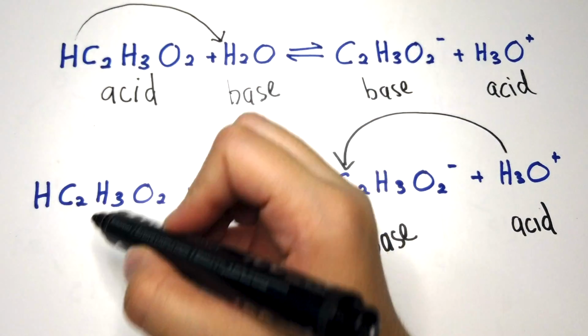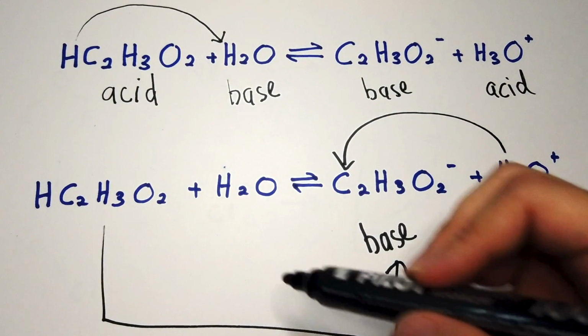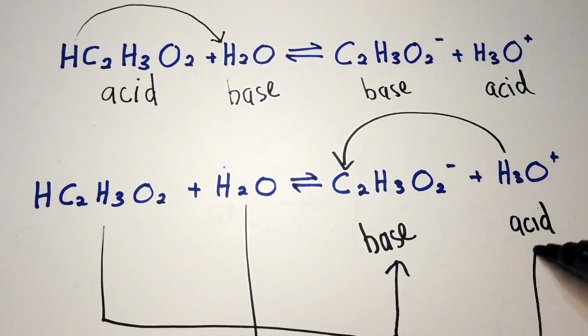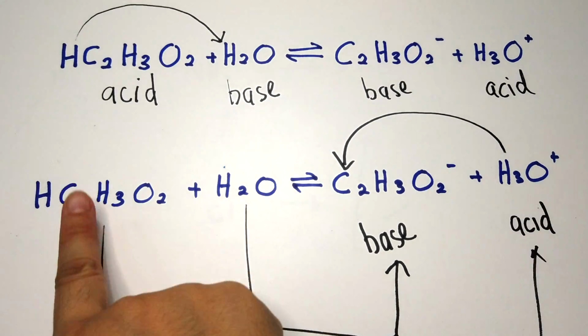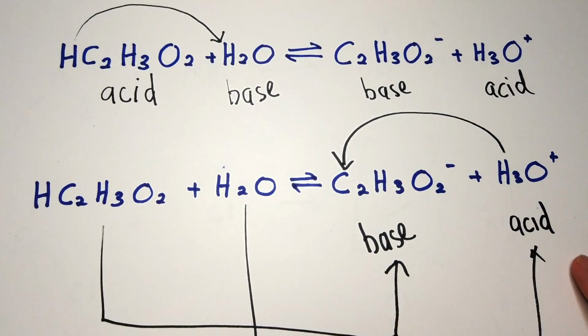So this one and this one is a conjugate acid-base pair, and this one and this one is a conjugate acid-base pair, whereby at first this is an acid, it became a base, and this one from base it will turn into an acid.